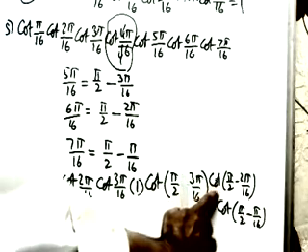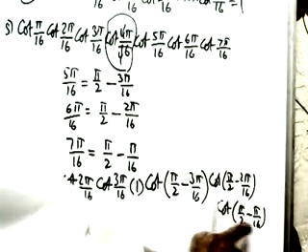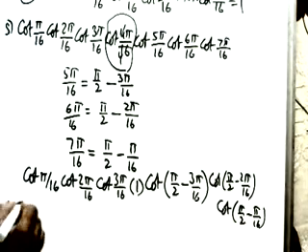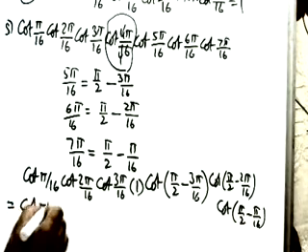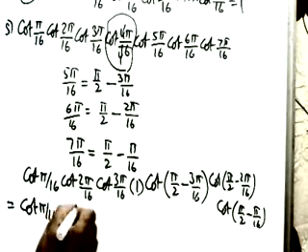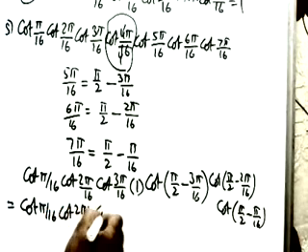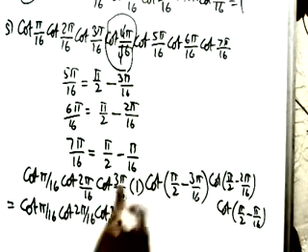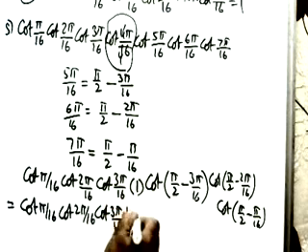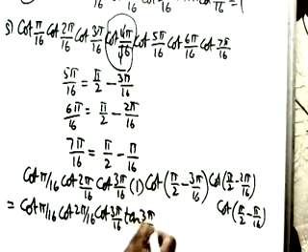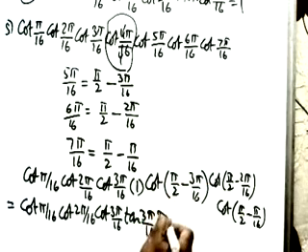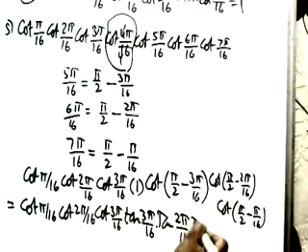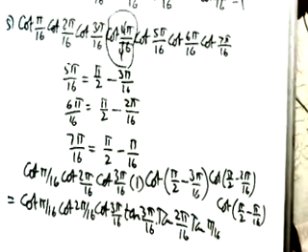Now cot 90 minus theta is sine theta, sorry, tan theta. Cot 90 minus theta is tan theta. So let me write this one. Cot pi by 16, cot 2 pi by 16, cot 3 pi by 16, then tan 3 pi by 16, tan 2 pi by 16, tan pi by 16.